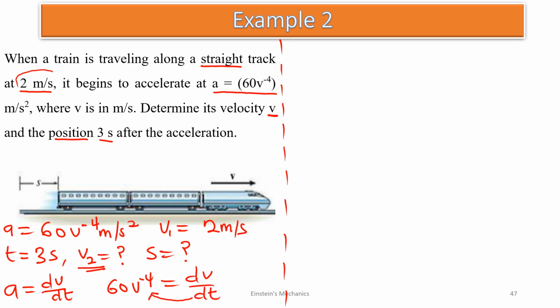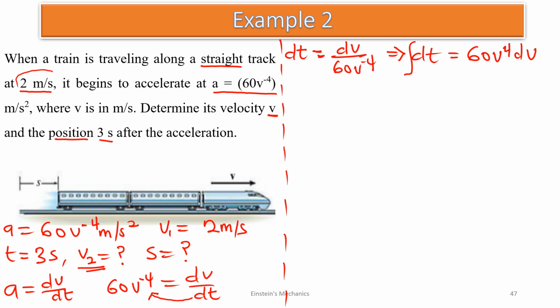Pay attention. This is a special type of problem that we mostly encounter. So meaning I'm going to have dt equal to my dv on 60v^(-4) this way, right? Okay, so can I say this implies that dt is going to be 1 on 60. Now if the v comes up, it is going to be positive 4, v^4 dv. So I can now apply my integration.